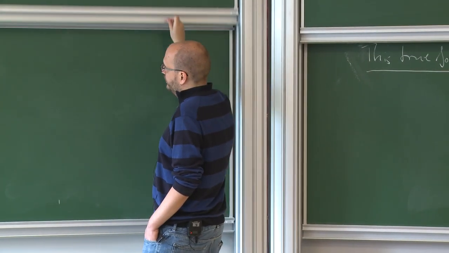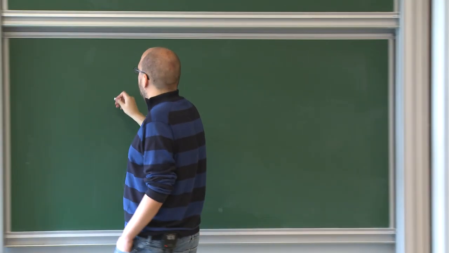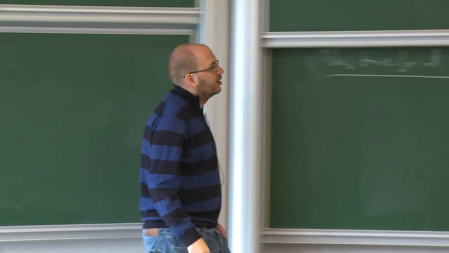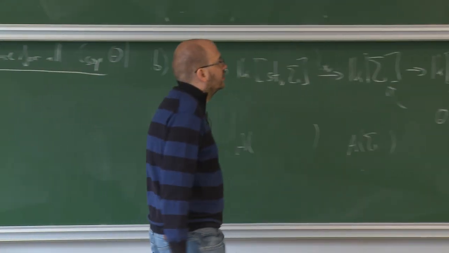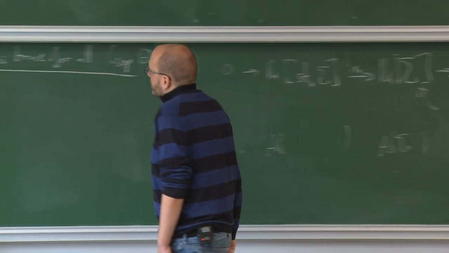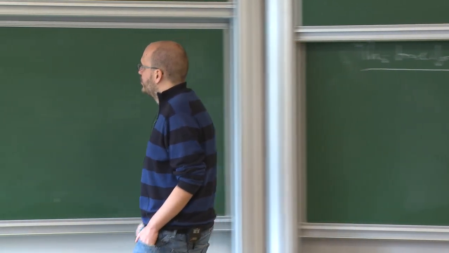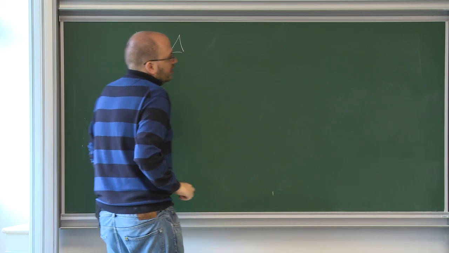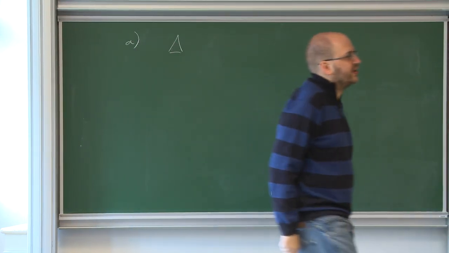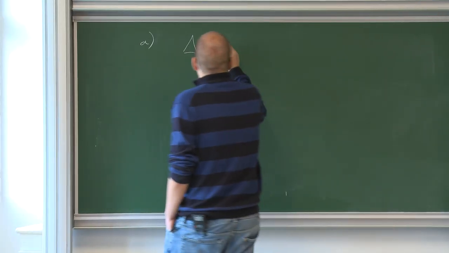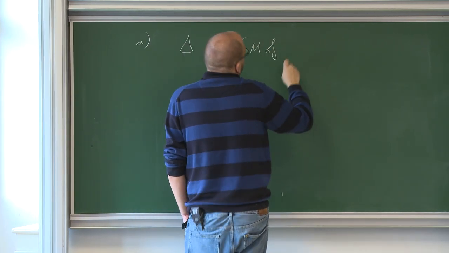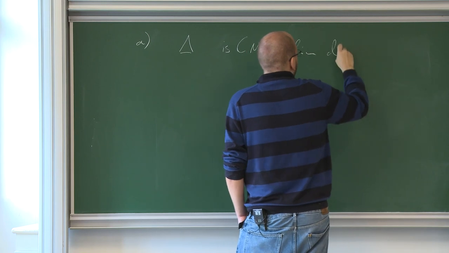So now for part A, we will need what I call the partition complex. So once again, the trick is, I will do this actually in the generality of, let's say delta is a Cohen-Macaulay complex. Okay, delta is Cohen-Macaulay of dimension d minus 1.